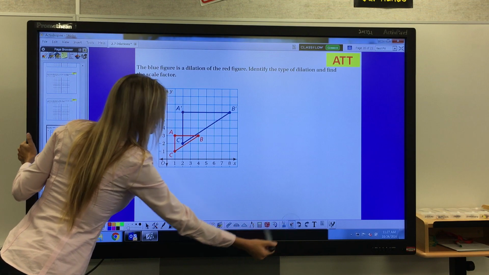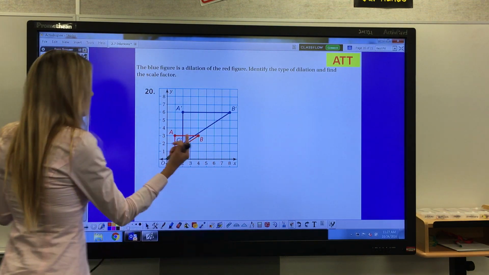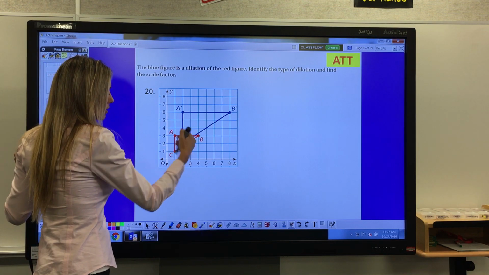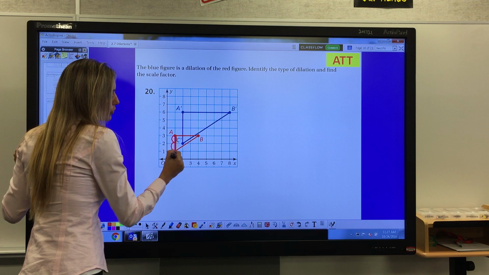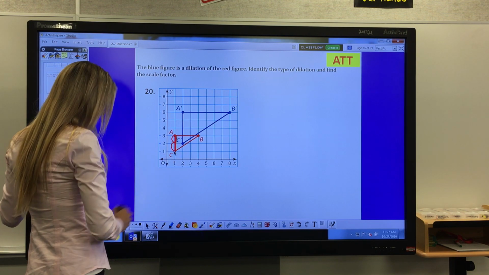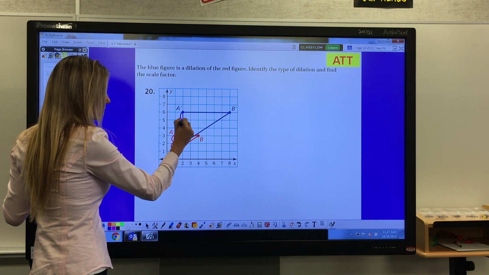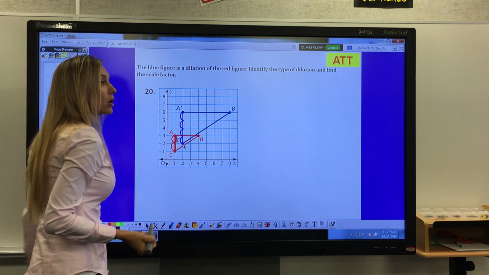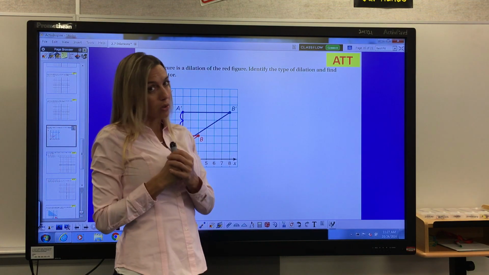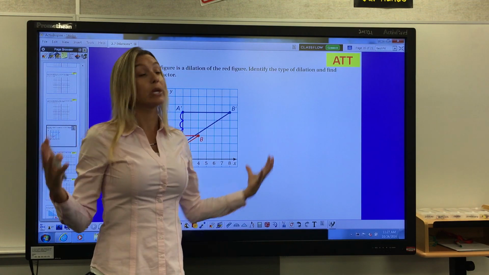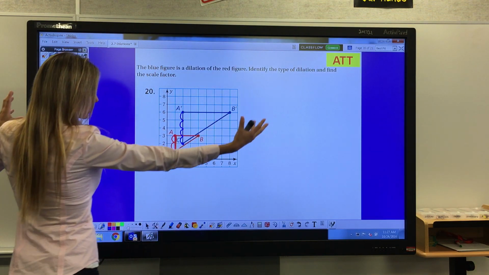If you want to figure out the scale factor, it's super easy. So we started out with what? This line in here is how many units? 2 units, right? The blue line, the corresponding side, A to C, is how many units? 1, 2, 3, 4 units. Did we make the image bigger or did we make it smaller? We made it bigger, right? We expanded it. So it's an expansion.